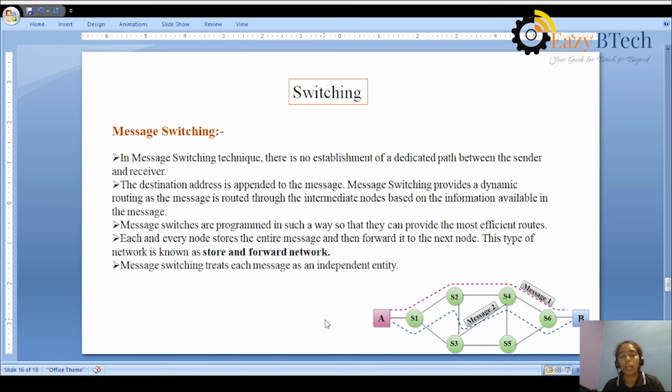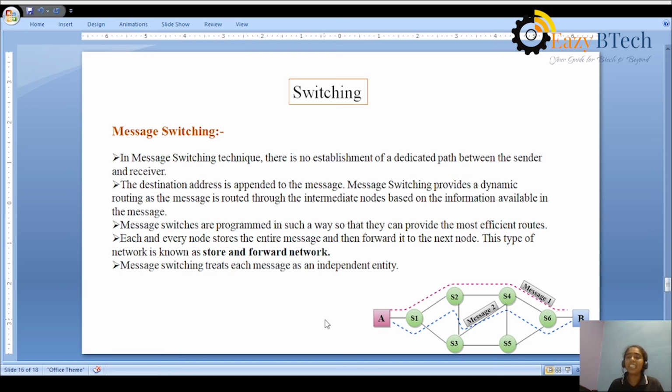Here we know the destination address. Whenever we want to communicate and send one message to the receiver, we have to append a receiver address or destination address to the message. Message switching provides dynamic routing, and the message is routed through the intermediate nodes based on the information available in the message. These message switches are programmed to provide more efficient routes.